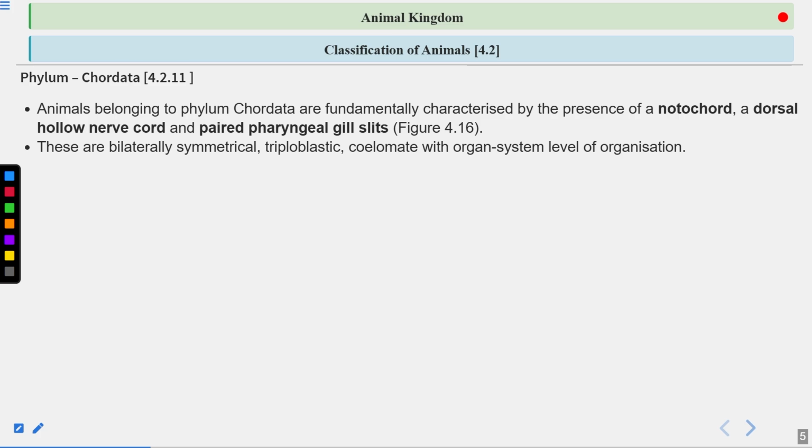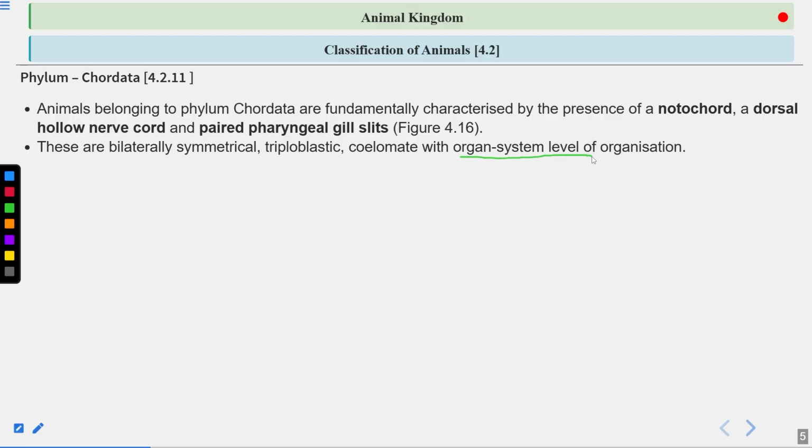Coelomate. Coelomate means true coelom. The body cavity is also called coelom, and the organisms that are coelomate actually have a true coelom. It is also mentioned as eucoelom. Eu means true. Coelom means body cavity, so true body cavity. Now, with organ system level of organization.